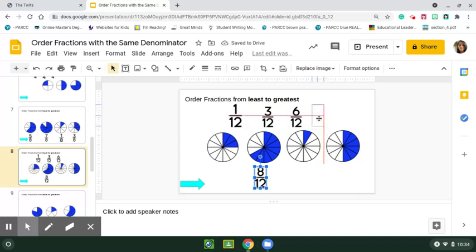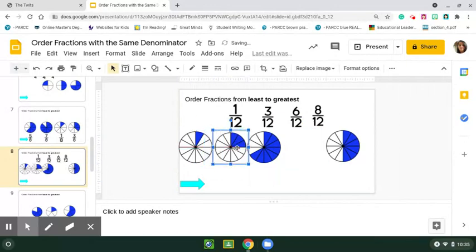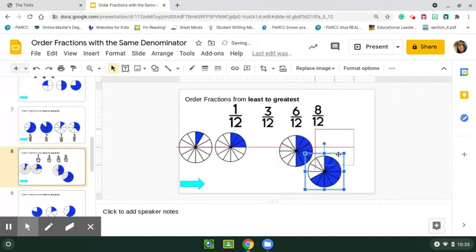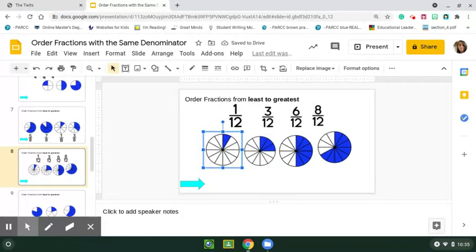Okay, so let's see if you put them in order the way I did. 1/12, 3/12, 6/12, 8/12. 1, 3, 6, 8. That's how you would put them in order. If I'm moving the pictures, you can clearly see that that's what it would look like. Now again, comparing fractions and ordering fractions when they have the same denominator is easiest when the denominator is the same.